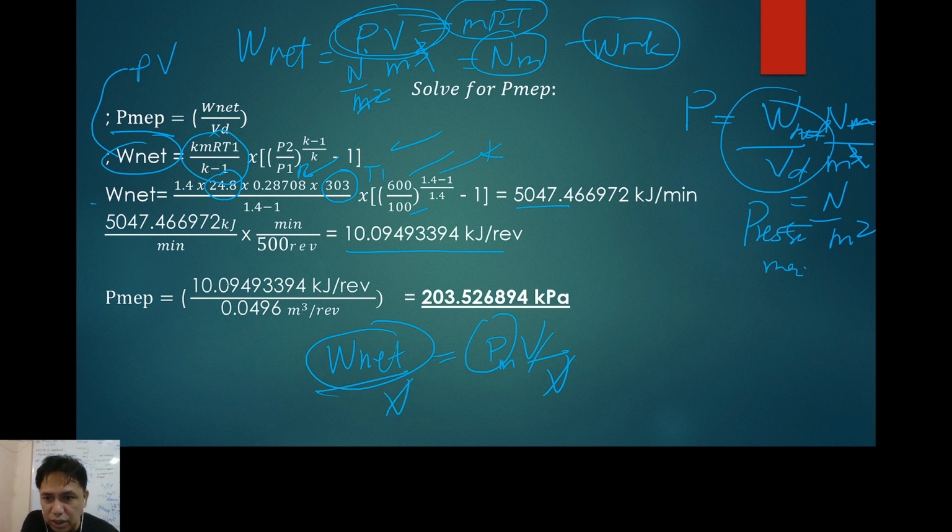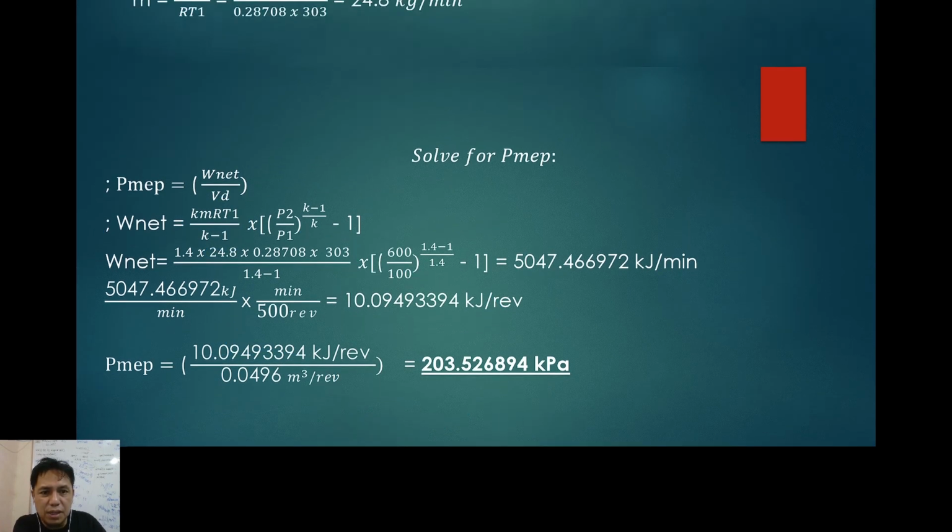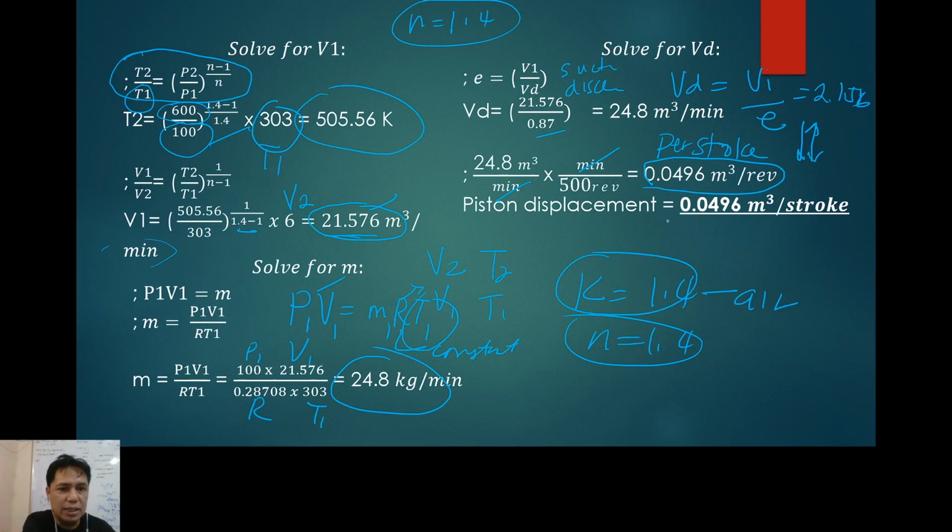So this is work net, and this is the volume, right? So work over volume, 0.0496. Now we have this 0.0496 from the previous calculation, this one, right? Volume.